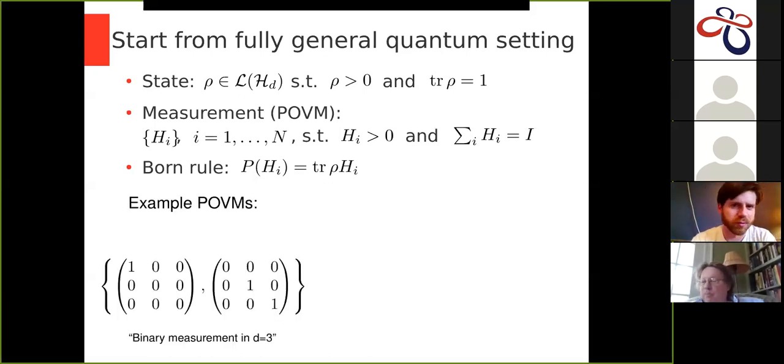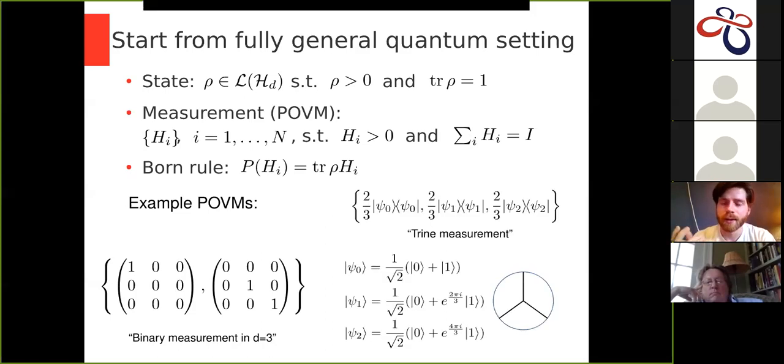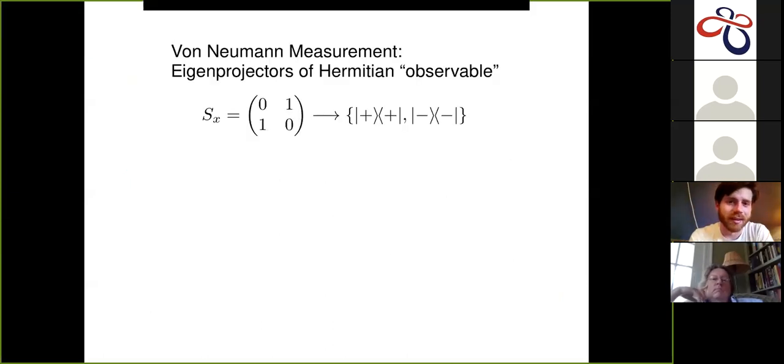So let me give a few examples of POVMs just to really drive home the point. In dimension three, you can have a binary measurement, even though d equals three, with two outcomes. So this is just one or the other. Another example: in dimension two, you could have three outcomes. This is the trine measurement, and it's called that because if you look at a slice through the Bloch ball, as I've crudely drawn in the corner there, it looks like the Mercedes-Benz symbol, so trine is three. Finally, the example that most people are familiar with, the von Neumann measurement, which are the measurements derived from Hermitian observables. In particular, the POVM that you get for a von Neumann measurement is formed from the eigenprojectors of a Hermitian operator. This example is the spin X operator, and the POVM then is the set of projectors onto the plus and minus basis.